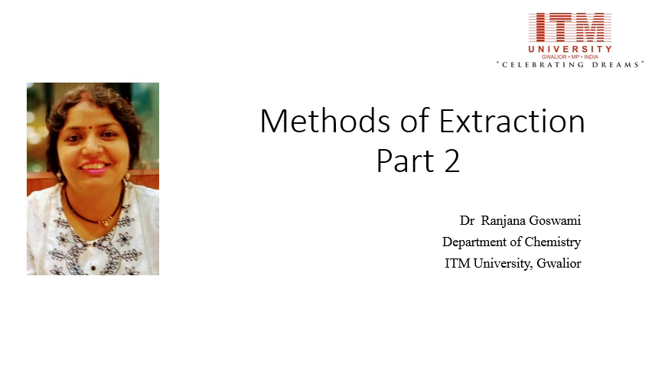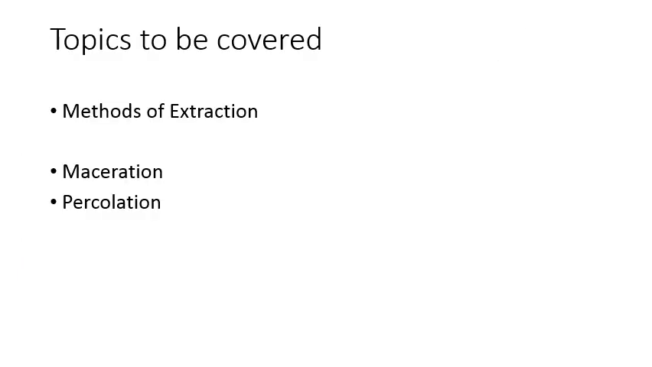So here is the second part of the method of the extraction. In the first part, we have seen the three methods of the extraction: the infusion, decoction, and the digestion. So in this part, we go for two more methods of the extraction. The next two methods of the extraction are maceration and the percolation method.